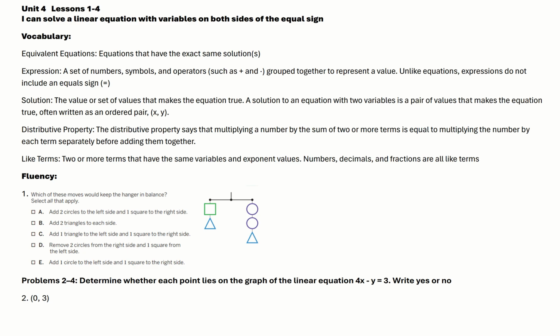So we are working on solving linear equations, so equations that make straight lines, with variables on both sides of our equal sign. So we've seen that recently, and that's where we have both sides of our hanger, both sides of our balance, and then we've been writing equations where we saw that we have x's on both sides.